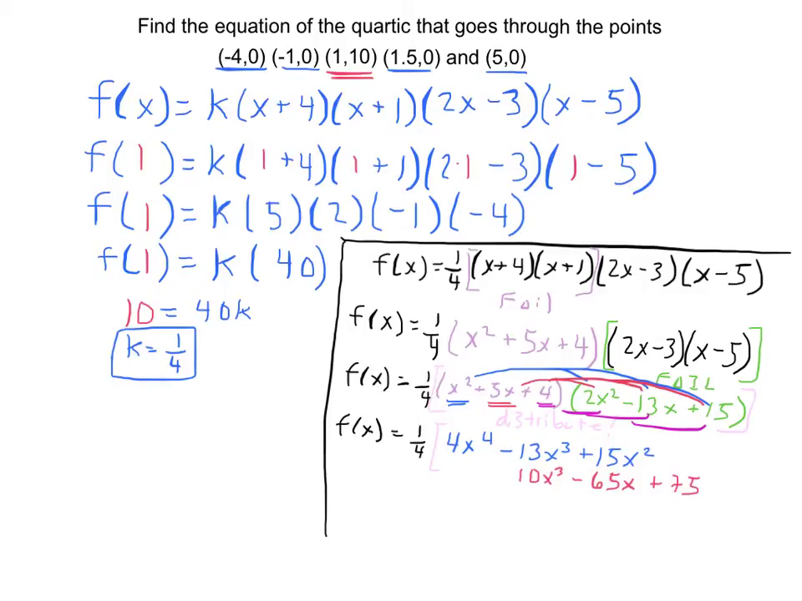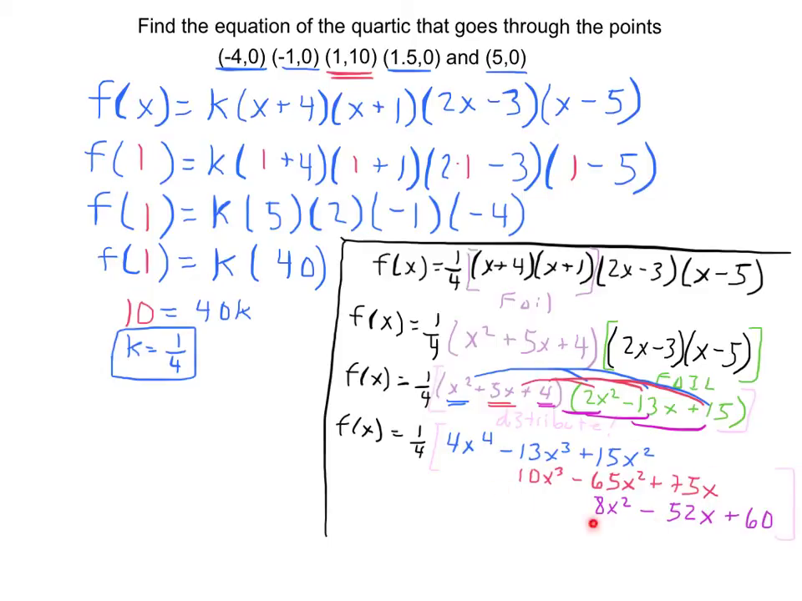Oh, I did something wrong in the previous line. So here, go back and fix it. The 5x times 13x is 65x squared. 5x times 15 is 75x. Live and learn. Okay, go back for the purples. This is why I organize things. Okay, 8x squared here, minus 52x, and plus 60 at the end there.